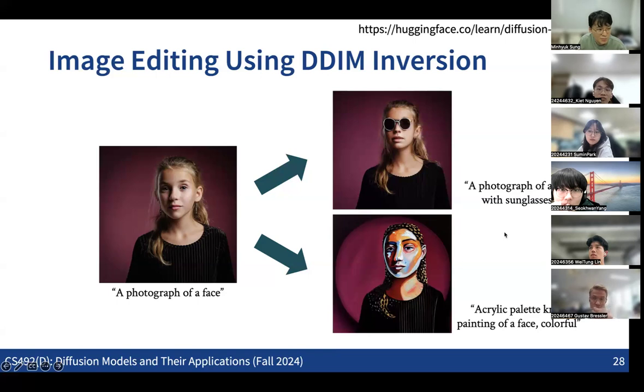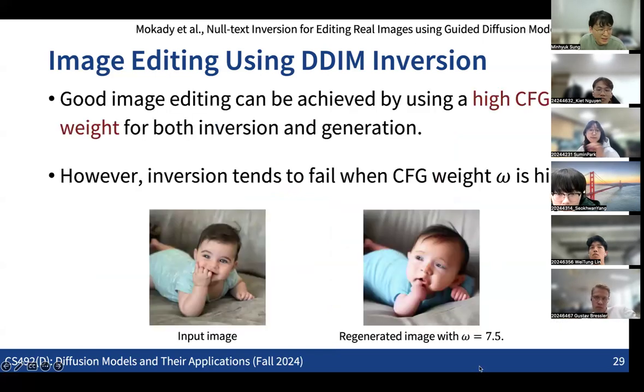There are also lots of examples of the implementation, the code for the DDIM inversion. And a practical aspect, just a really practical thing, is that if you run the inversion and also the generation again using a high CFG weight, then you actually get a poor result. This is the case when you run the inversion and the reverse process again using a CFG weight of 7.5. As you can see, the output is not perfectly reproducing the input image in this case.